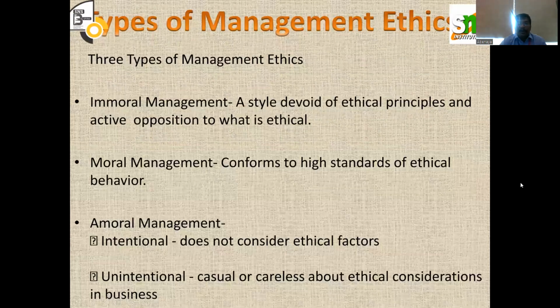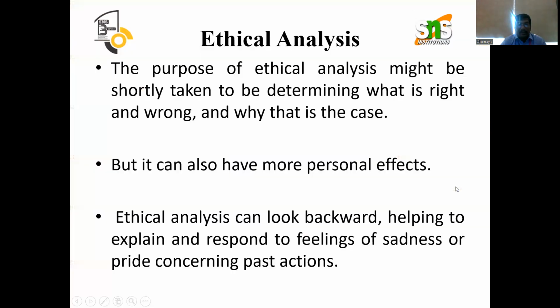So what are the types of managerial ethics? Immoral management. Everyone knows about moral; immoral is the opposite. It is a state devoid of ethical principles and active opposition to what is ethical. Moral management conforms to high standards of ethical behavior. Amoral management can be intentional: it does not consider ethical factors. Or unintentional: casual or careless about ethical considerations in business.